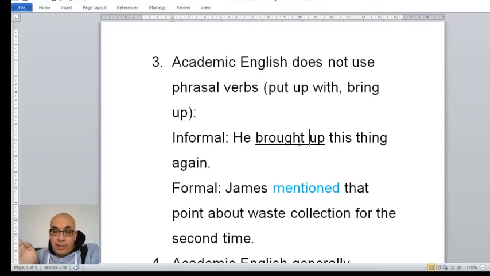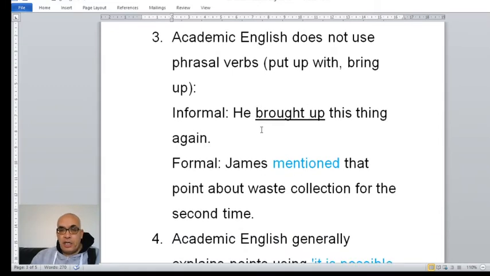James mentioned that point about waste collection for the second time. So brought up is informal, mentioned is formal, and thing is informal. I use point, which is formal, and also I have to explain what I mean by point. What is the point? Which point am I speaking about? It is waste collection, and I change again into for the second time. So this sentence is informal and this sentence is formal.